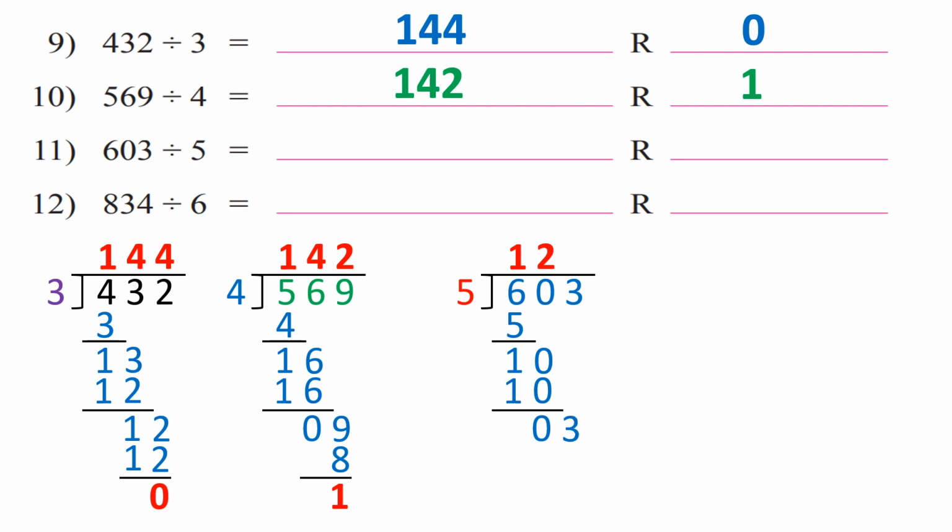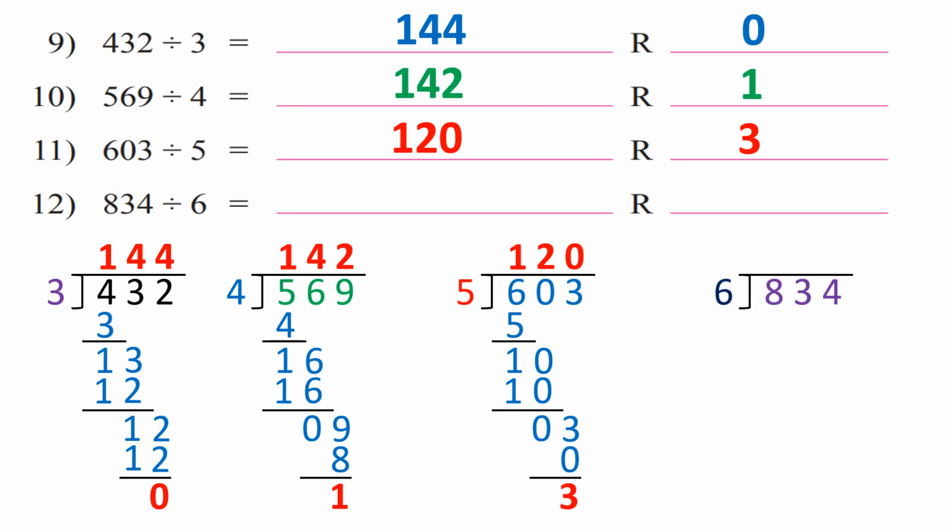Then bring down the last number, 3. 3 divided by 5 is 0. 5 times 0 is 0. 3 minus 0 is 3. Your answer for number 11 is 120, remainder 3.